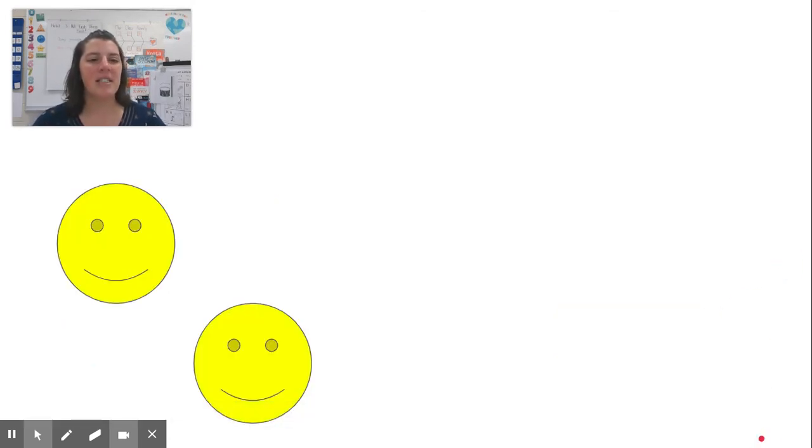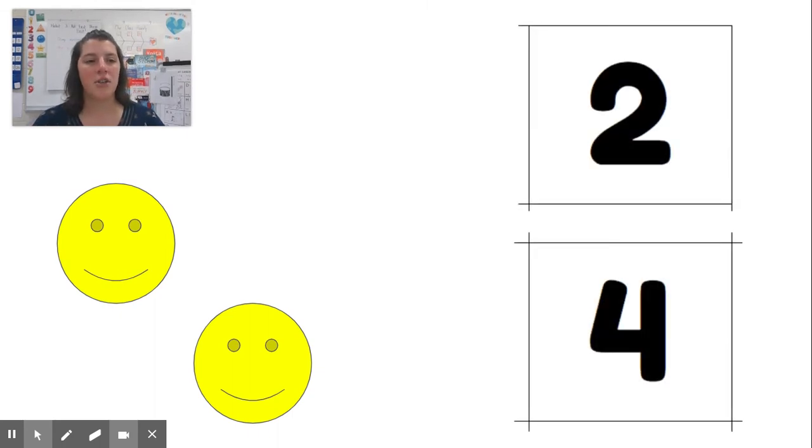Let's try another one. How many smiley faces do you see? Count them and find the number card to show how many. Does your number card match one of these? If not, try again and see how many smiley faces there are.